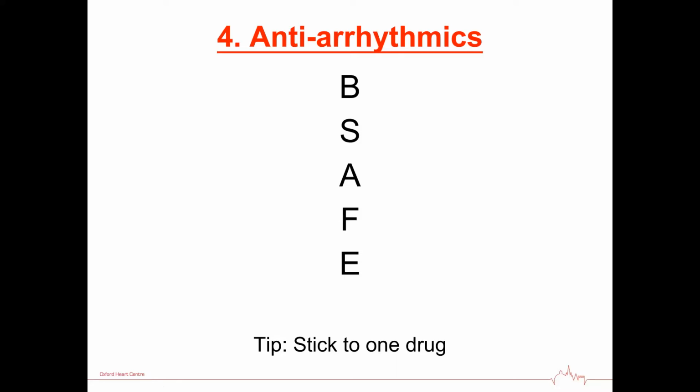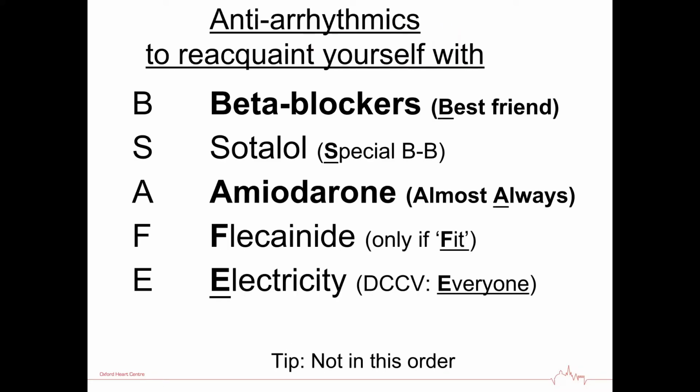So another nice, simple mnemonic. I know doctors like mnemonics. Be safe. And the same tip is stick to one drug. So B, beta blockers. These are your best friend. As I said, ivabitoprolol, used in almost everyone. And it's fantastic. It works rapidly and it's got a rapid offset. It's got antiarrhythmic properties as well as being a rate controlling agent. So you may well convert, for example, back into sinus rhythm.